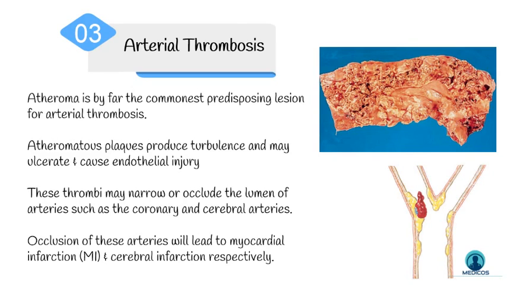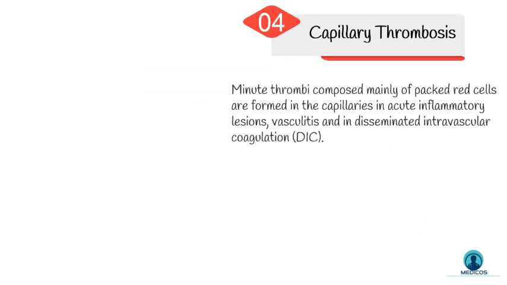The fourth type of thrombi is capillary thrombi. Capillary thrombi are minute thrombi composed mainly of packed RBCs, formed in capillaries in acute inflammatory lesions, vasculitis, and disseminated intravascular coagulation or DIC.